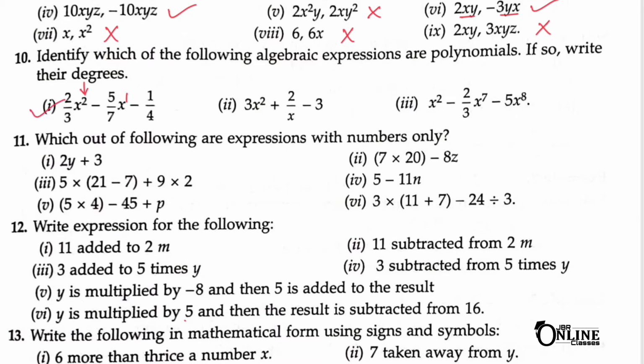Now what is the degree? Degree means the highest power of x. Okay, the highest power of x. So as here the highest power is x square, that means 2, so your answer will be 2.